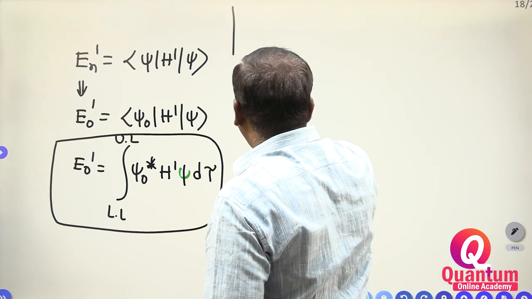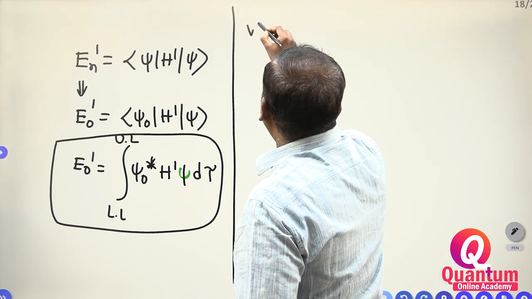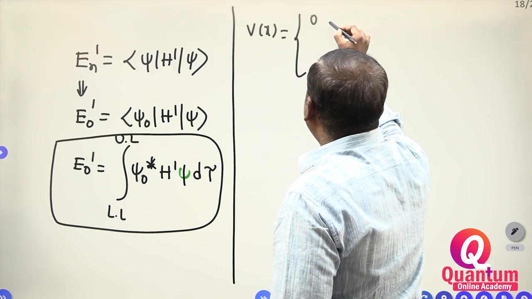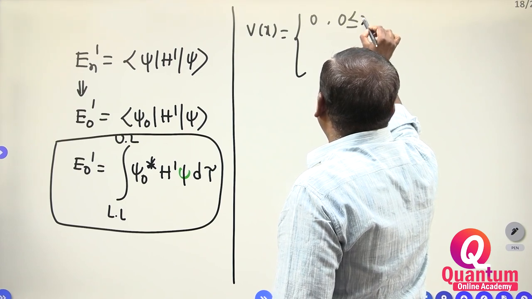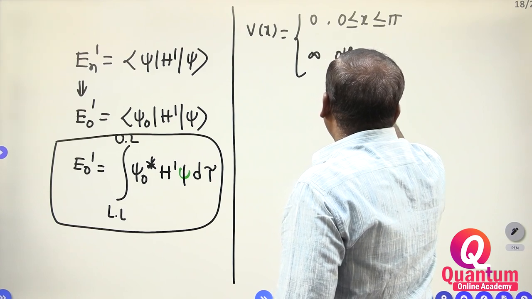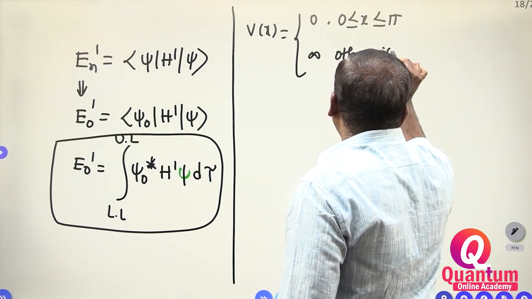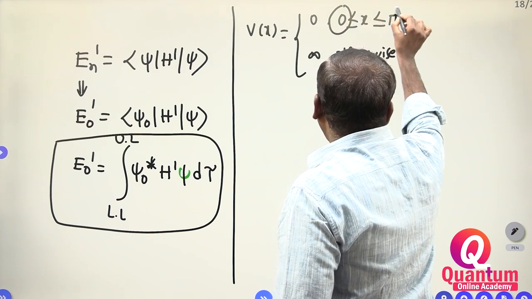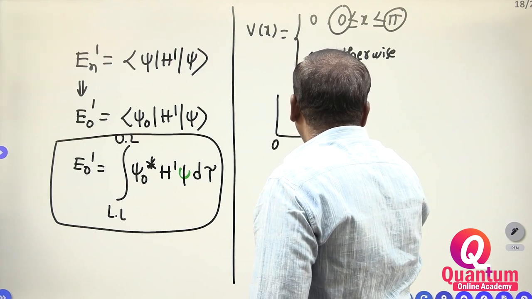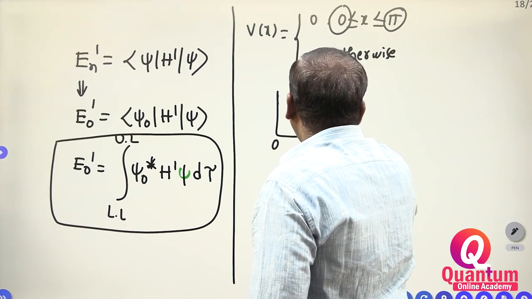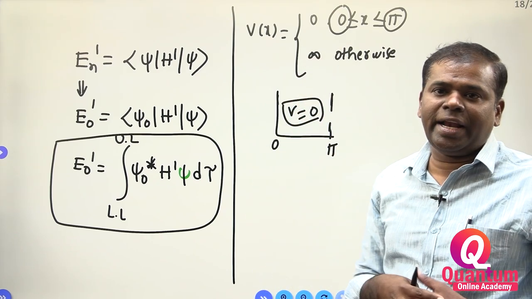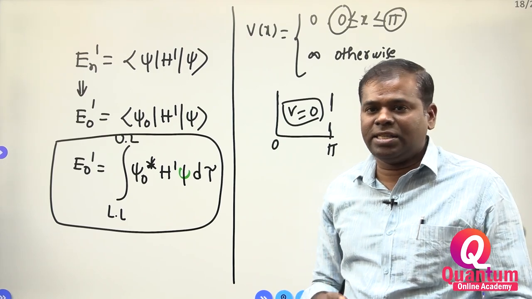What is psi 0? Our potential function V of x is equal to 0 when 0 is less than or equal to x less than or equal to 5, otherwise infinite. Our lower limit is 0 and our upper limit is 5. Here the potential is equal to 0, so the particle is moving freely. That's why only kinetic energy exists and potential energy is equal to 0.